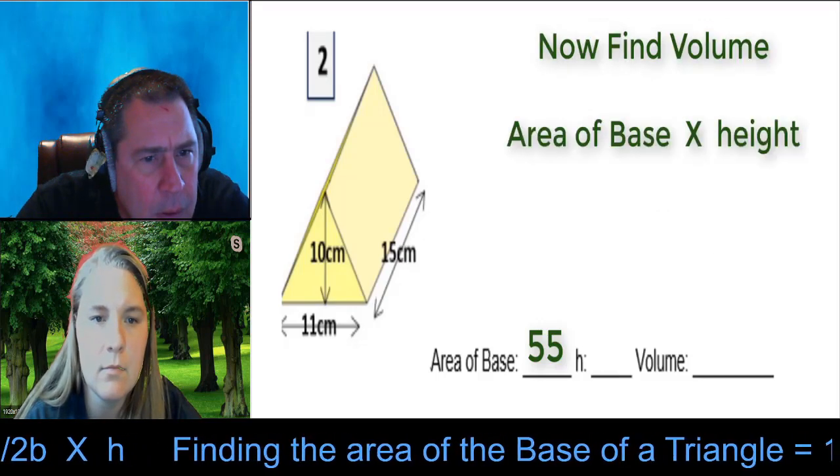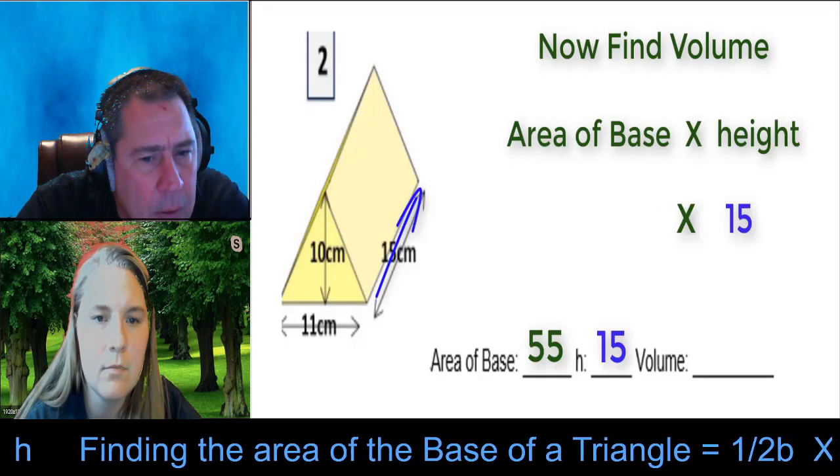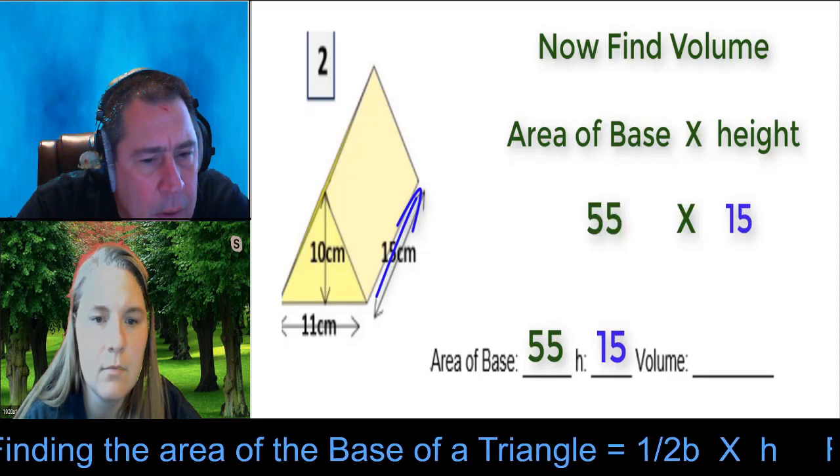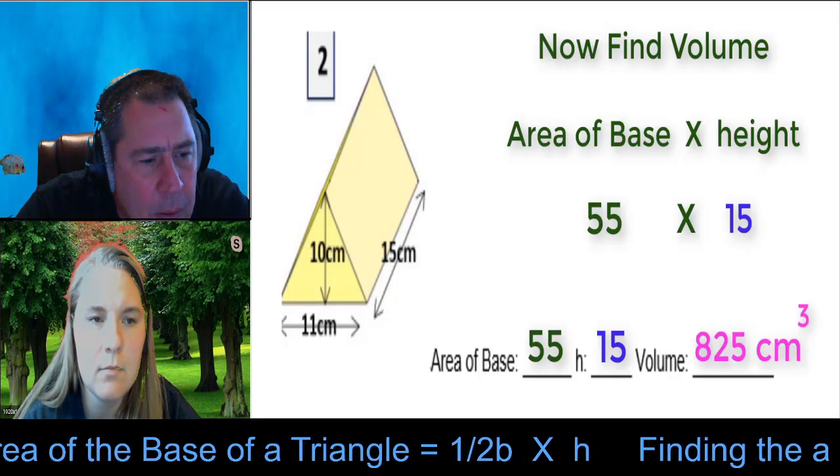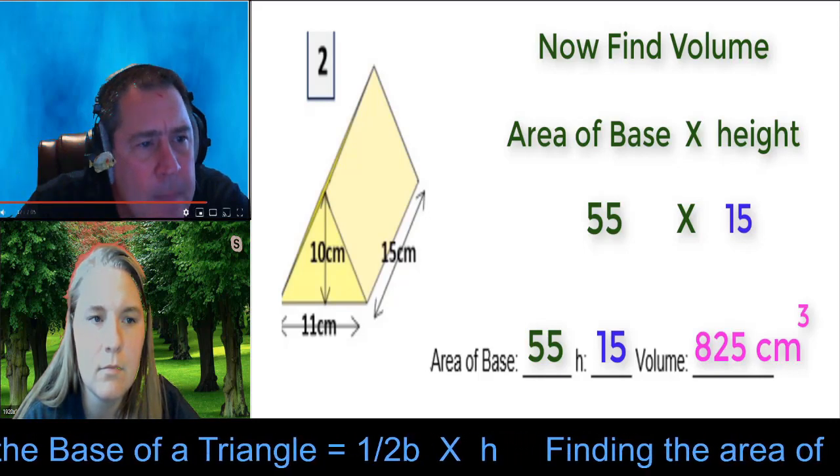Now we'll find the volume. We know the height is 15 centimeters. So we're going to multiply 55 times 15, and we get a total of 825 centimeters cubed.